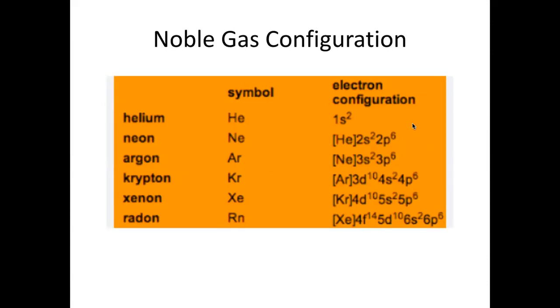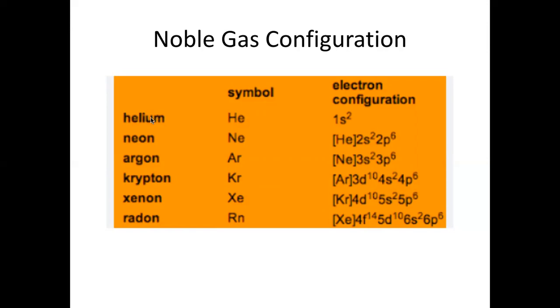Noble gases are the last group in the periodic table. They can be found all the way to the right, and they all have one thing in common, which is that their outer energy shell, or their valence energy shell, has a full electron configuration.